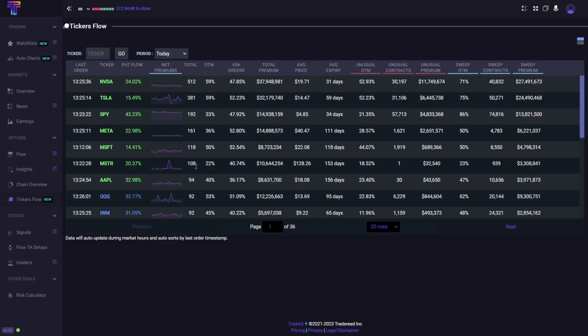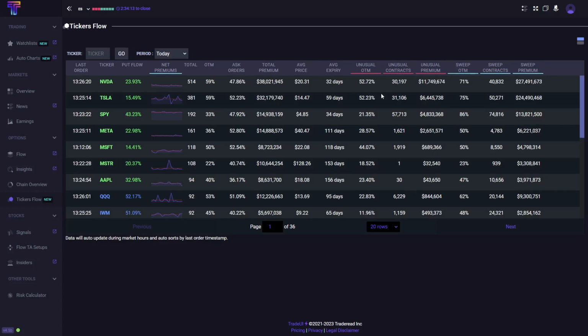contracts so far. It'll tell you what percentage of the contracts are out the money, what percentage are ask, and what percentage are bids. It'll show you the total premium of all the option contracts, the average price, the average expiration. It'll also show you unusual out the money transactions as well as unusual contract purchase orders. It will show you the unusual option activity premium that is taken from the overall premium, as well as show you the out the money sweeps, and it'll show you the contracts that are out the money versus the sweep premium that's out the money.